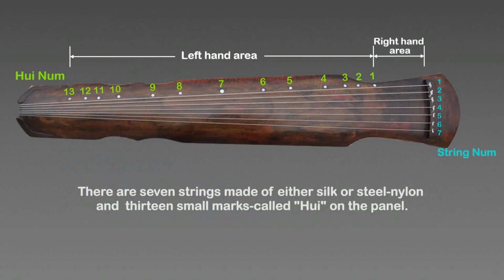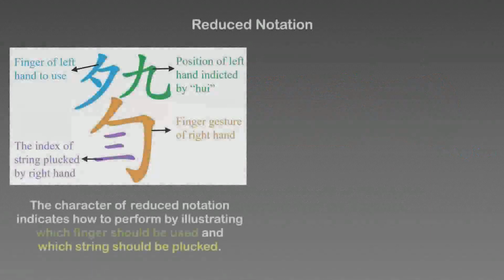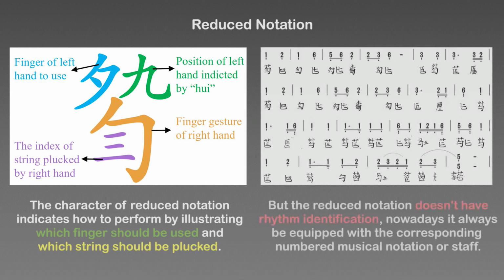There are 7 strings and 13 small marks called hui on the panel. Guqin has a specific notation called reduced notation. The characters of reduced notation indicate how to perform, but they don't have rhythm identification. Nowadays, it is always equipped with the corresponding numbered musical notation or staff.